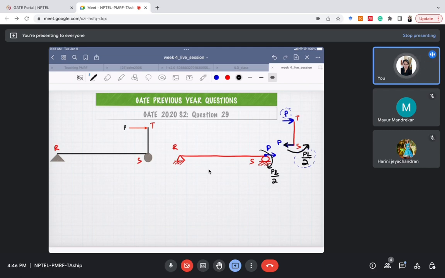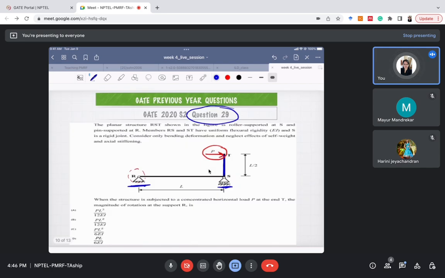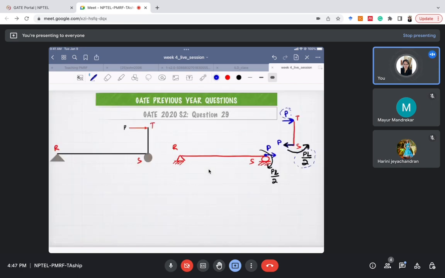Okay, so I drew this free body diagram just to know what are all the forces that are coming at point S. At point S, there is an axial load P and there is a moment which is PL by 2. This is all I want to know. Now, the next thing is, in the question we are asked to know what is the value of rotation at point R. So let's draw the deflected shape for this beam. And one more important thing, we do not need to consider any axial deformation.